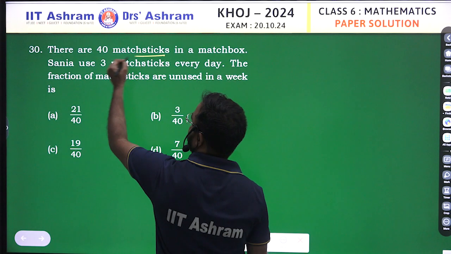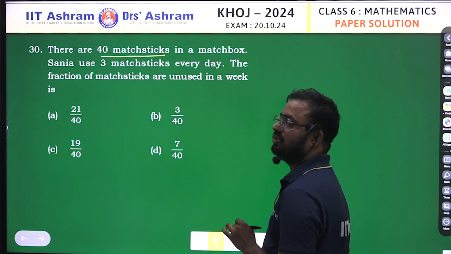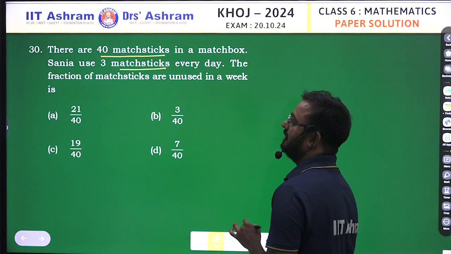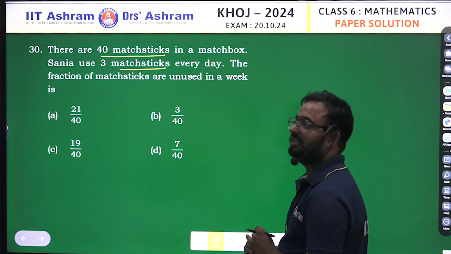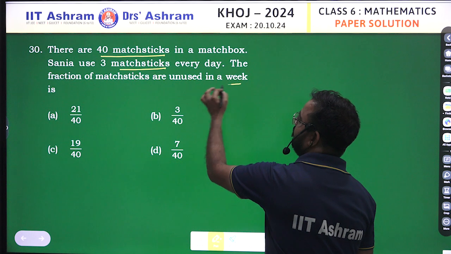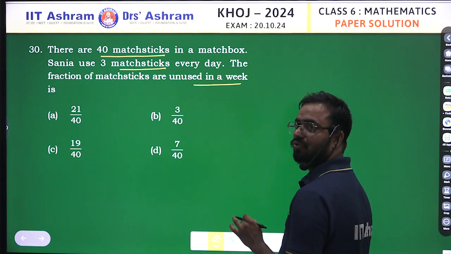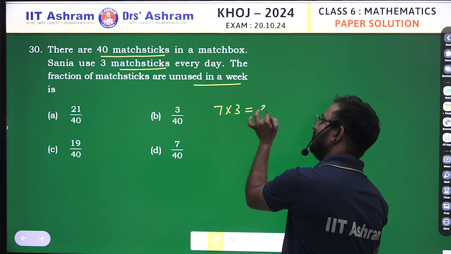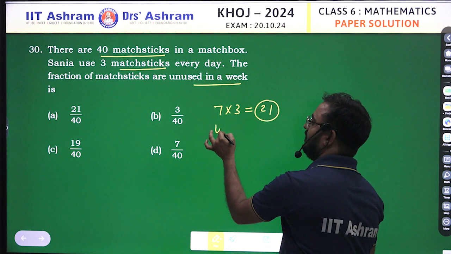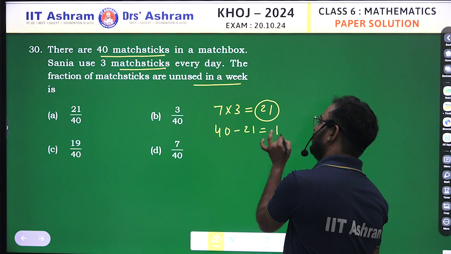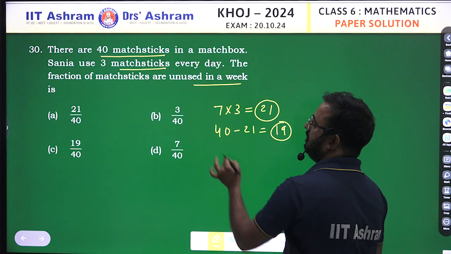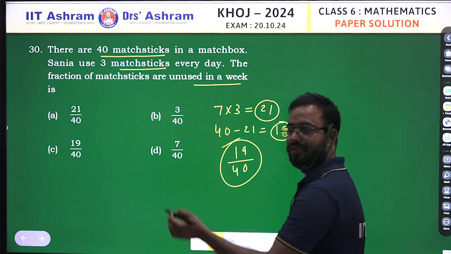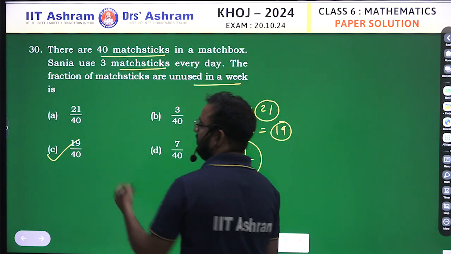Next, question number 30. There are 40 matchsticks in a matchbox. Sanya used 3 matchsticks every day. Find the fraction of matchsticks unused in a week. She used 3 per day. In a week, 7 days. So 7 threes are 21. Total 40. 40 minus 21 means 19. So fraction of unused is 19 divided by 40. So option C is the right answer.